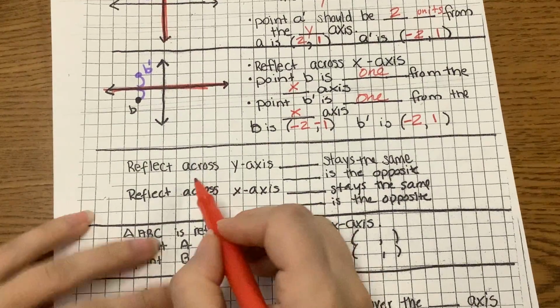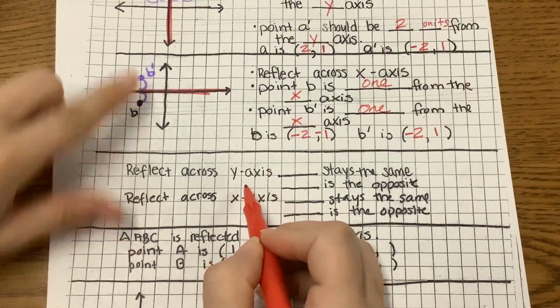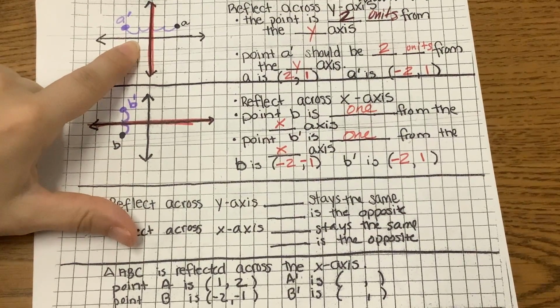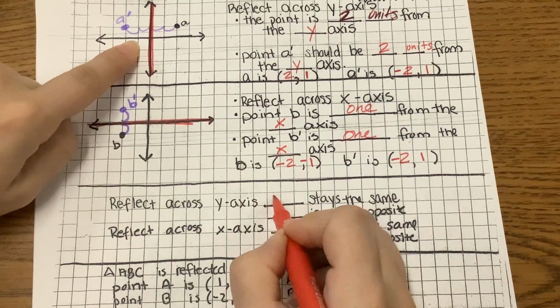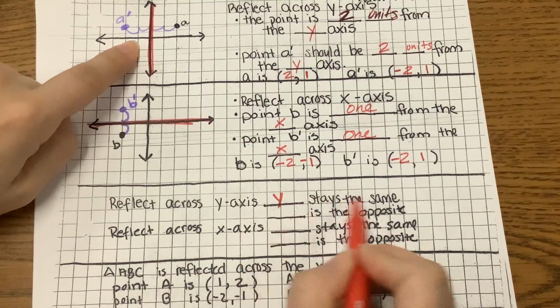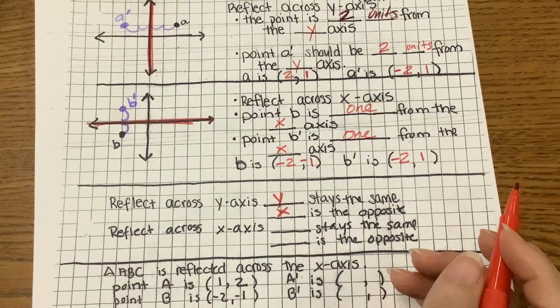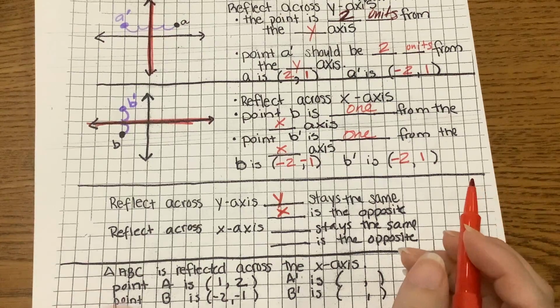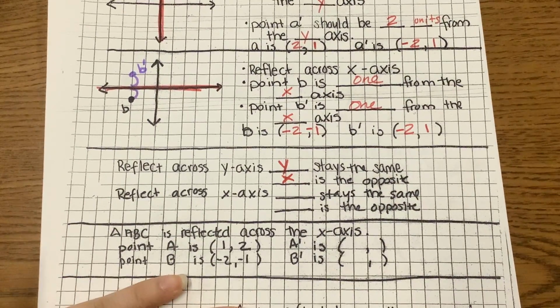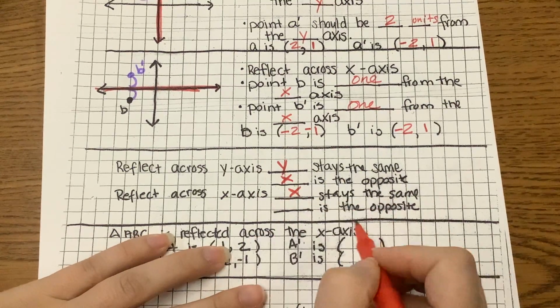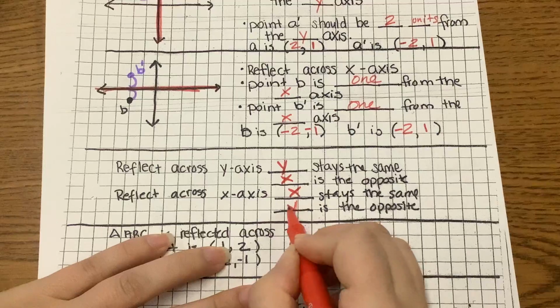Okay, so this one says when you reflect across the y-axis, that was this one, what stayed the same, the x or the y? The y. Y stayed the same, and what changed? X became its opposite. And if you reflect across the x-axis, what stays the same? X stays the same, and what changes? The y changes.